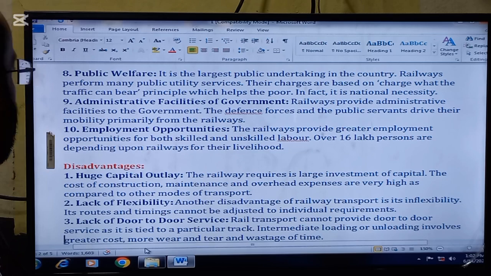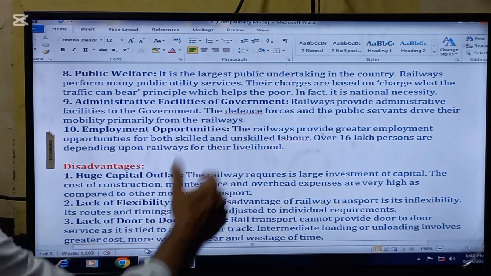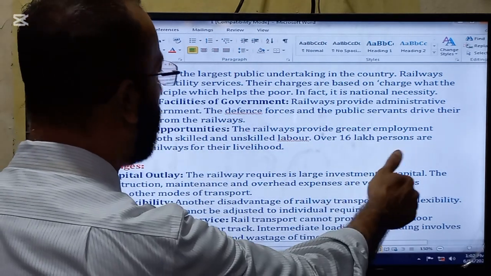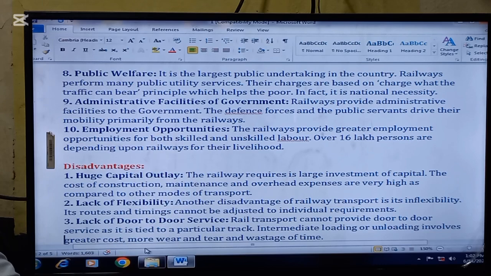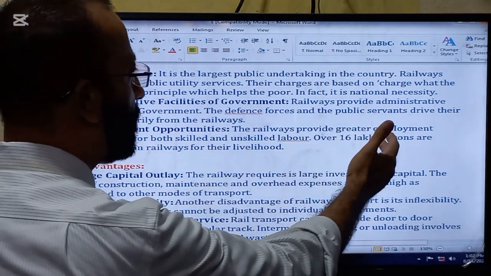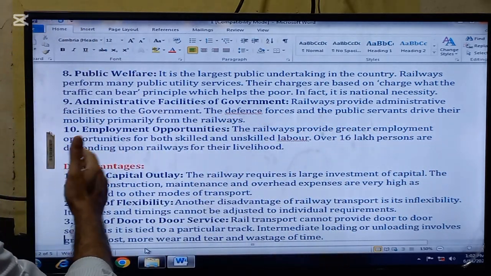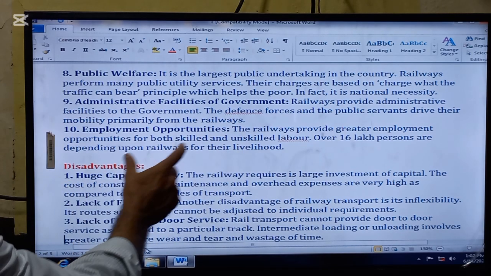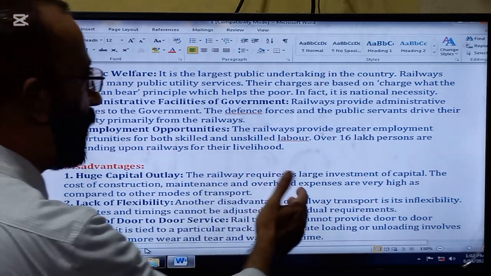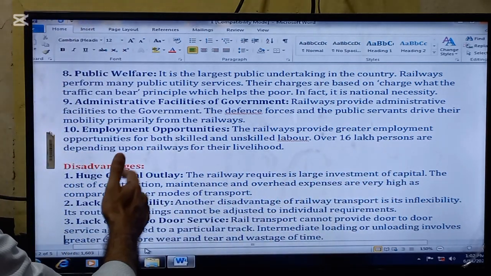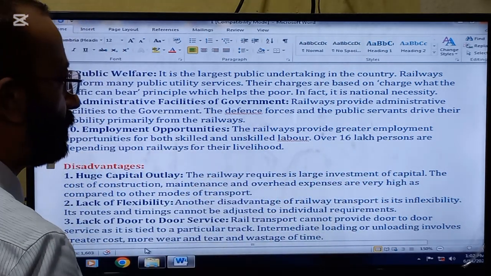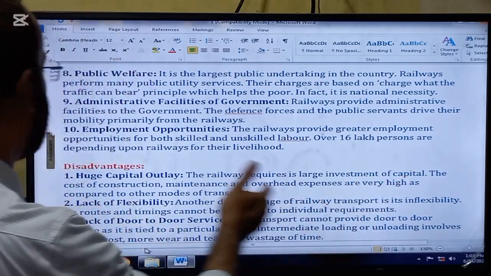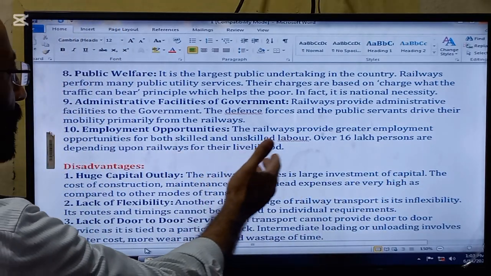Next advantage is administrative facilities of the government. Railways provide administrative facilities to the government. The defense forces and the public servants derive their mobility primarily from the railways. Next advantage of rail transport is employment opportunities. The railways provide greater employment opportunities for both skilled and unskilled labor. Over 16 lakh persons are depending upon railways for their livelihood.